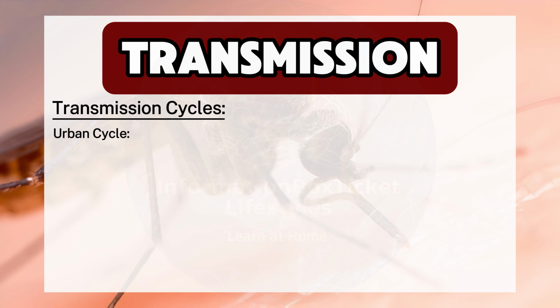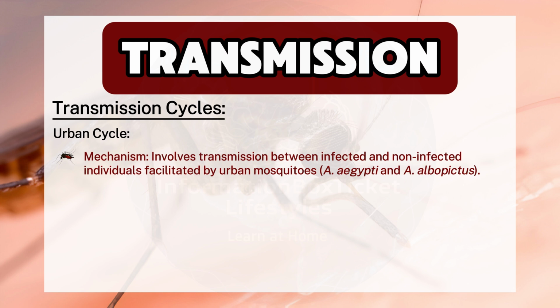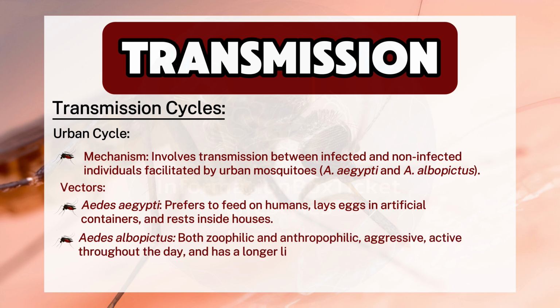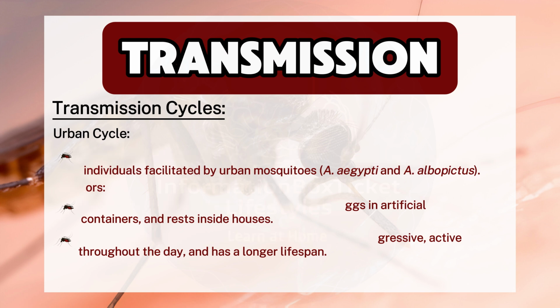Urban cycle. Mechanism. Involves transmission between infected and non-infected individuals facilitated by urban mosquitoes, A. aegypti and A. albopictus. Vectors. Aedes aegypti. Prefers to feed on humans, lays eggs in artificial containers, and rests inside houses. Aedes albopictus. Both zoophilic and anthropophilic, aggressive, active throughout the day, and has a longer lifespan.